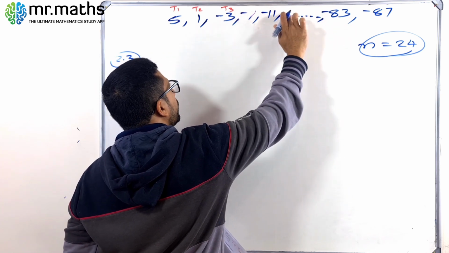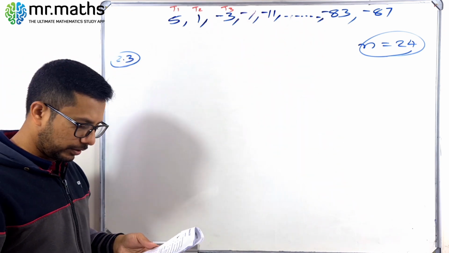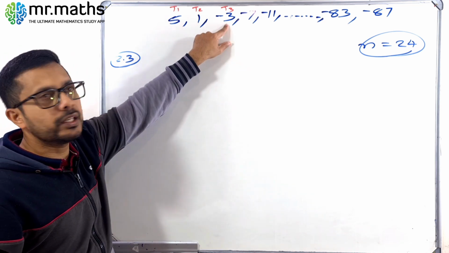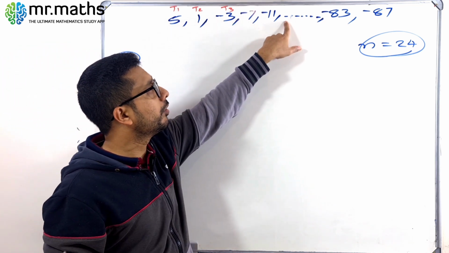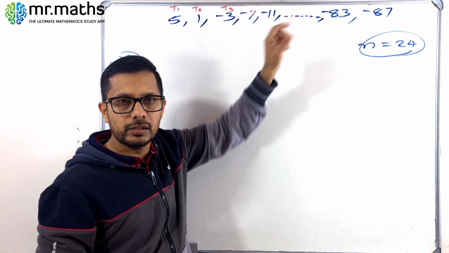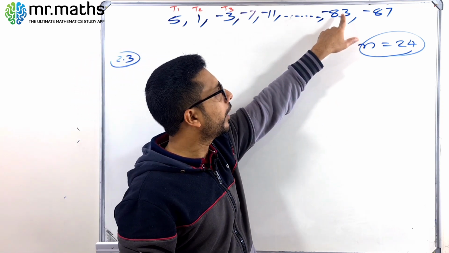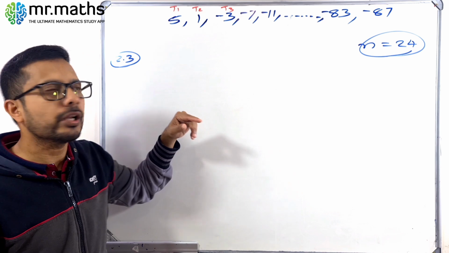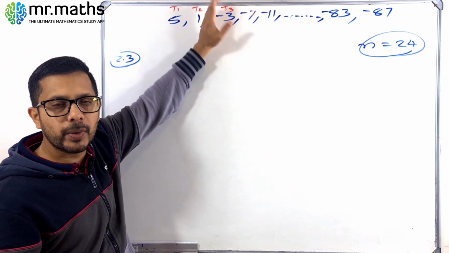Now where do the negative numbers start? It's from this -3. Can you see that? -3, -7, -11, -15, -19, the difference is 4. It goes up to -83, -87. So the negative numbers start from here, from -3.